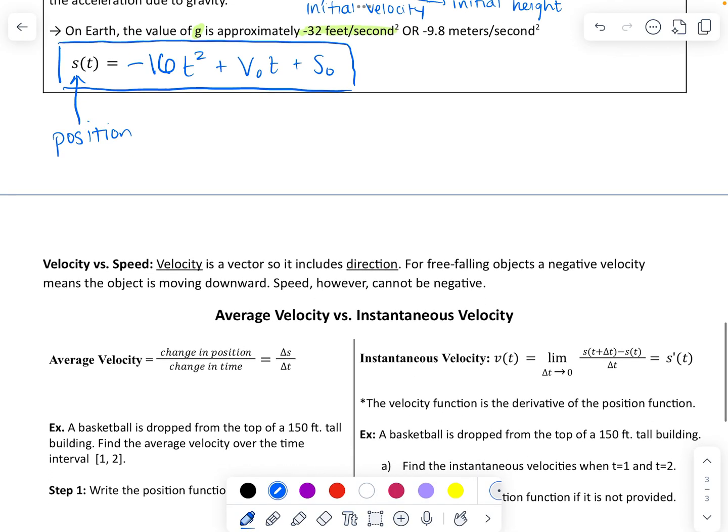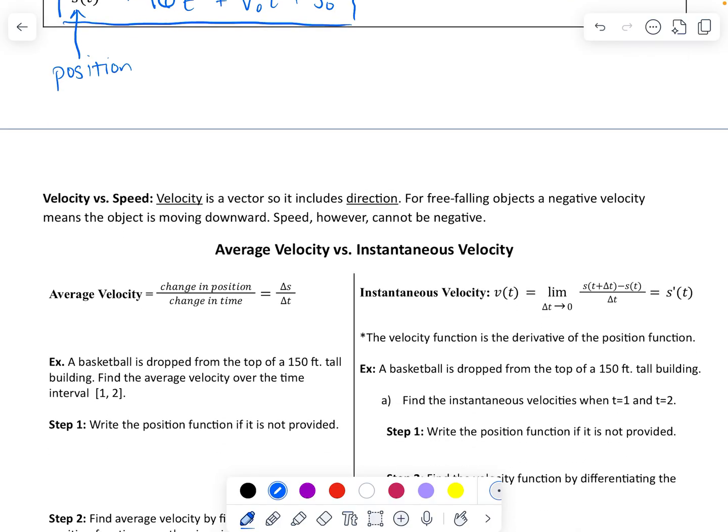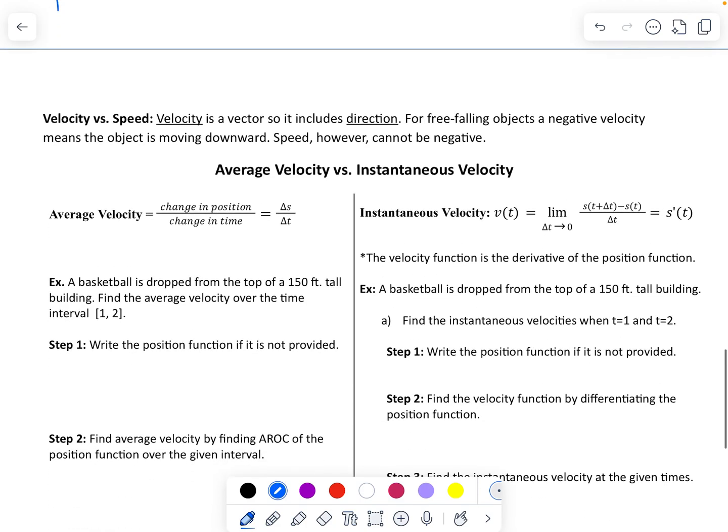Okay, so I know I'm giving you a lot of information right now. Feel free to pause to digest if needed. Again, if you're into physics, you're probably like, okay, I already know some of this. So thank you for being patient. Now, another thing that's going to be important this year is velocity versus speed. Velocity is a vector. What that means is that it includes a direction. So you can have a negative velocity.